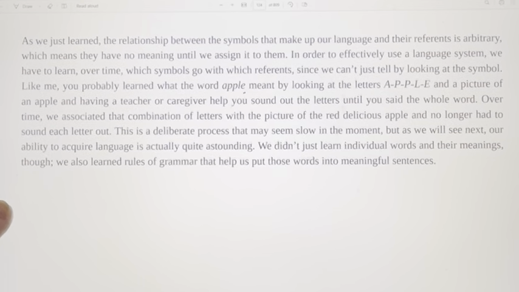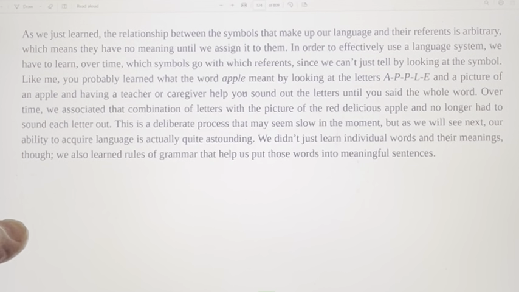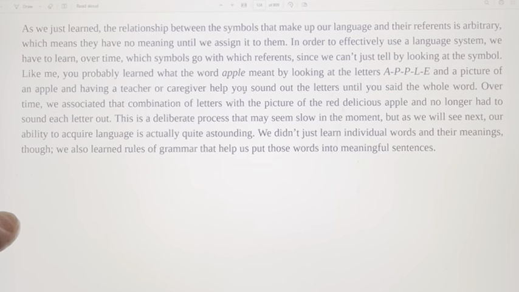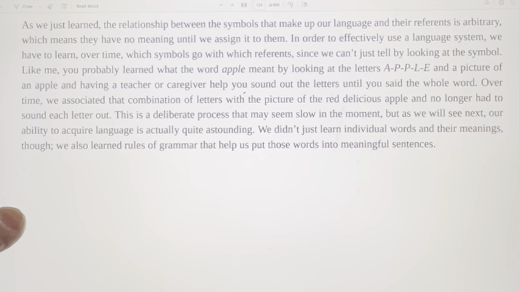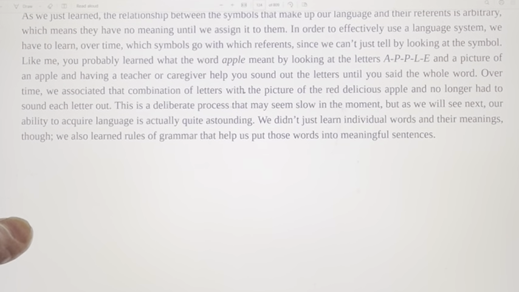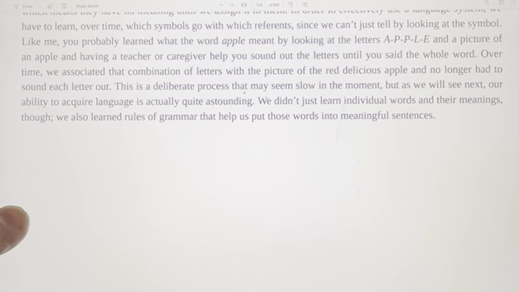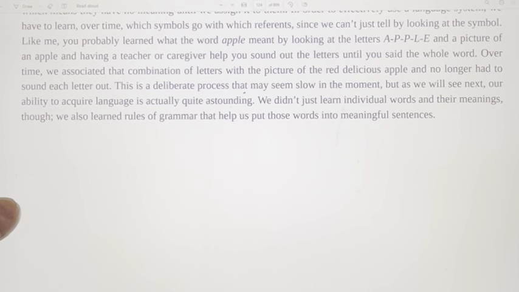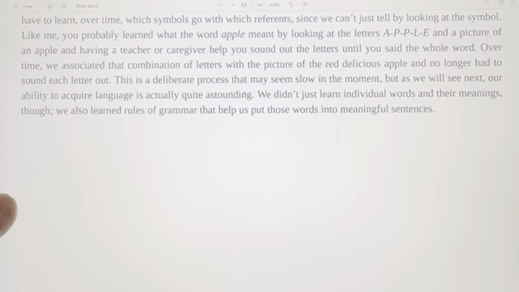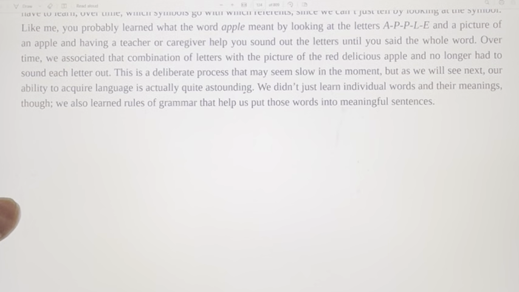Language is learned. As we just learned, the relationship between the symbols that make up our language and their reference is arbitrary, which means they have no meaning until we assign it to them. In order to effectively use a language system, we have to learn over time which symbols go with which reference, since we can't just tell by looking at the symbol. Like me, you probably learned that the word apple meant what the word apple meant by looking at the letters APPLE and a picture of an apple, and having a teacher or caregiver help you sound out the letters until you said the whole word.